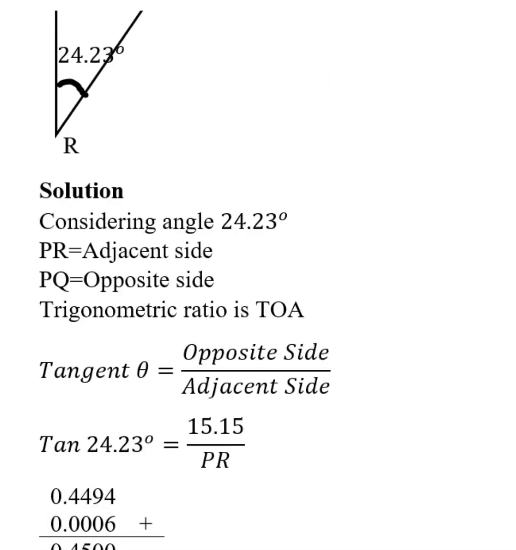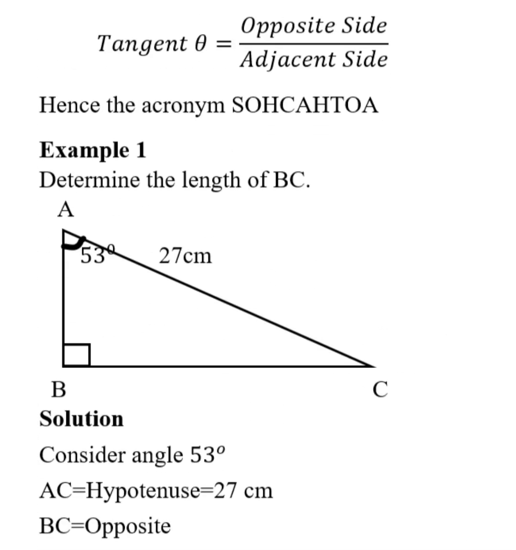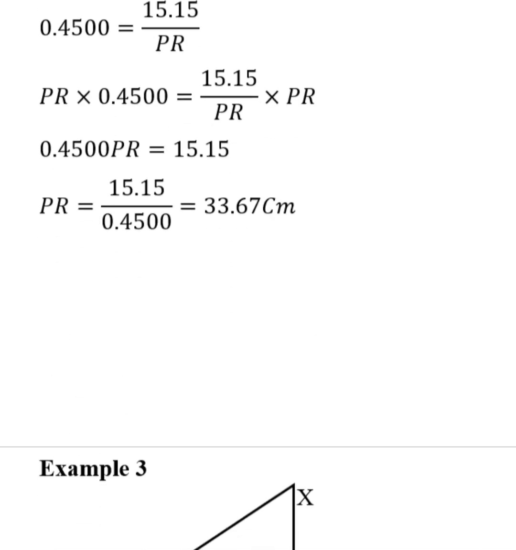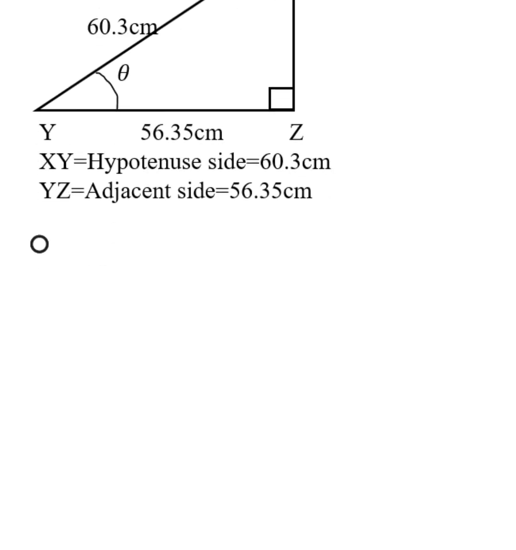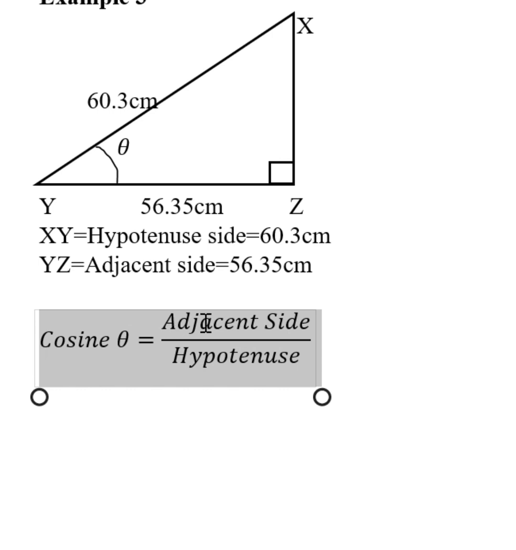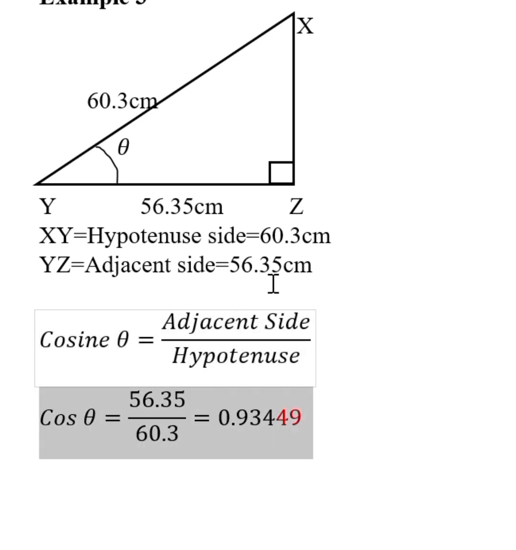You will realize that this one uses opposite and hypotenuse. We are not interested in opposite. This one uses adjacent and hypotenuse, so we take cosine. Therefore, we shall say cosine of the angle we are looking for is given by adjacent side over hypotenuse side. The adjacent is 56.35 over the hypotenuse, which is 60.3, which if you divide, you will get 0.93449.